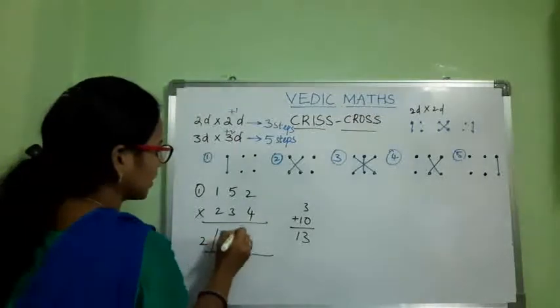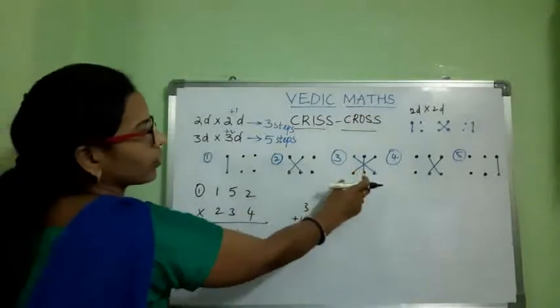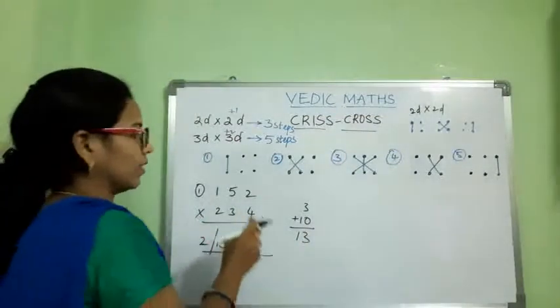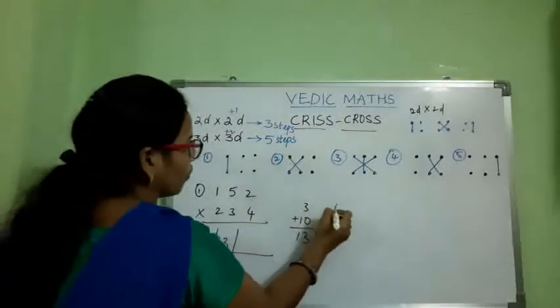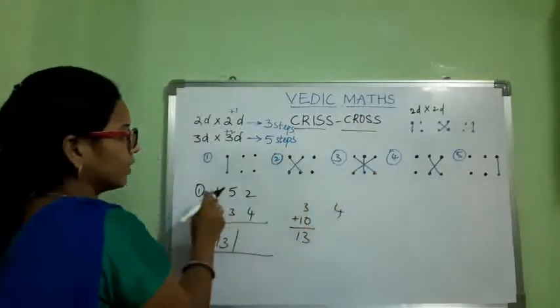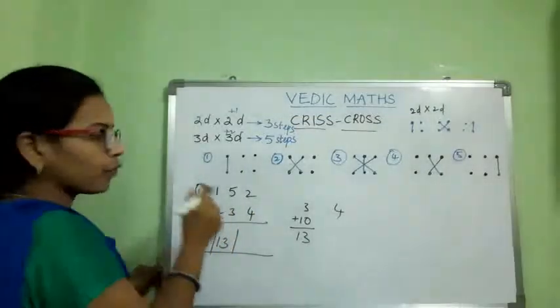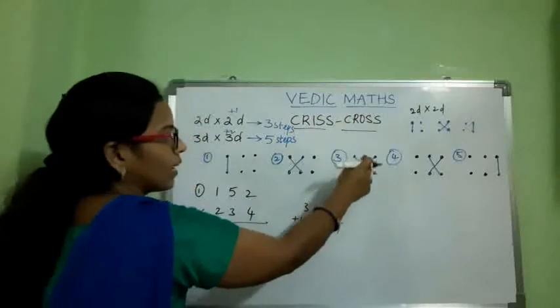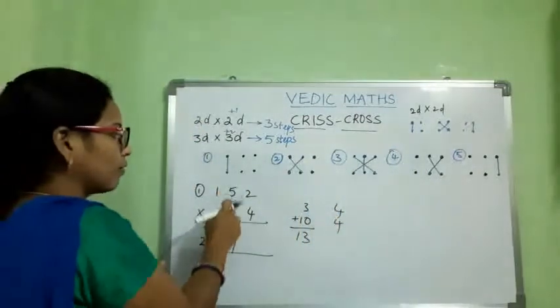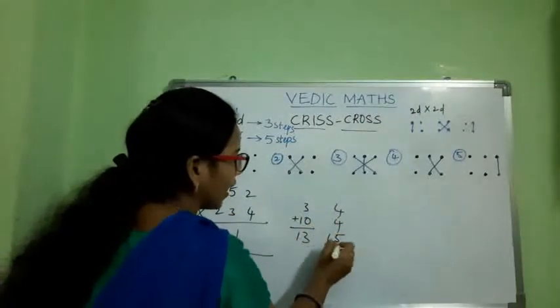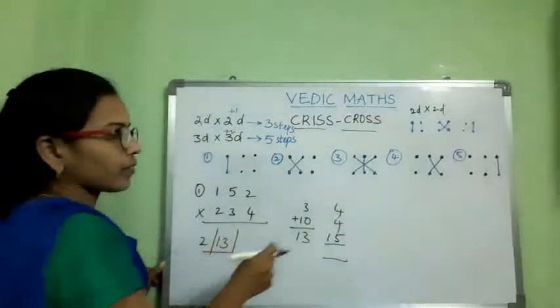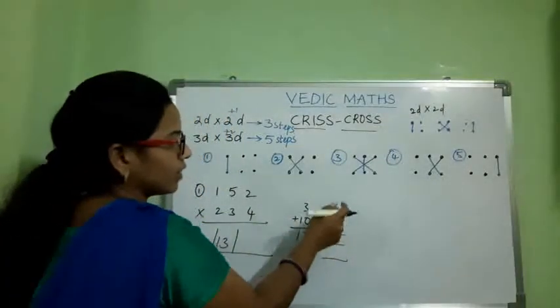Right, 13. Next, in the third step, what do we have to do? Use 3 column digits here. 1 times 4 is 4. Cross multiplication of 1 and 3. 1 times 4 is 4. Next, 2 times 2 is 4. 4 plus 4, 8. And also the middle column also. 5 times 3 is 15. Add all those products. 15 and 8, 23.